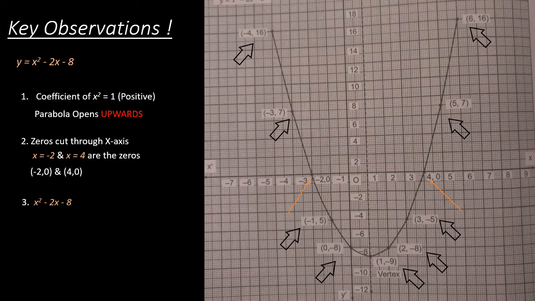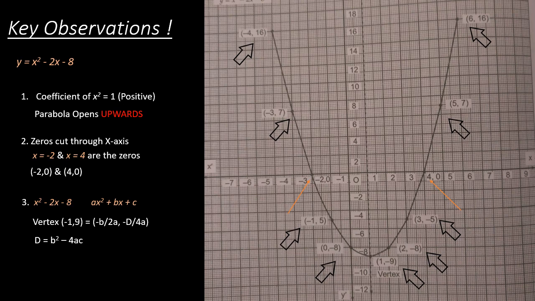The third is x squared minus 2x minus 8. If we compare this polynomial with ax squared plus bx plus c, such that a equals 1, b equals -2 and c equals -8, our vertex is (minus b over 2a, negative D over 4a), where D equals b squared minus 4ac.